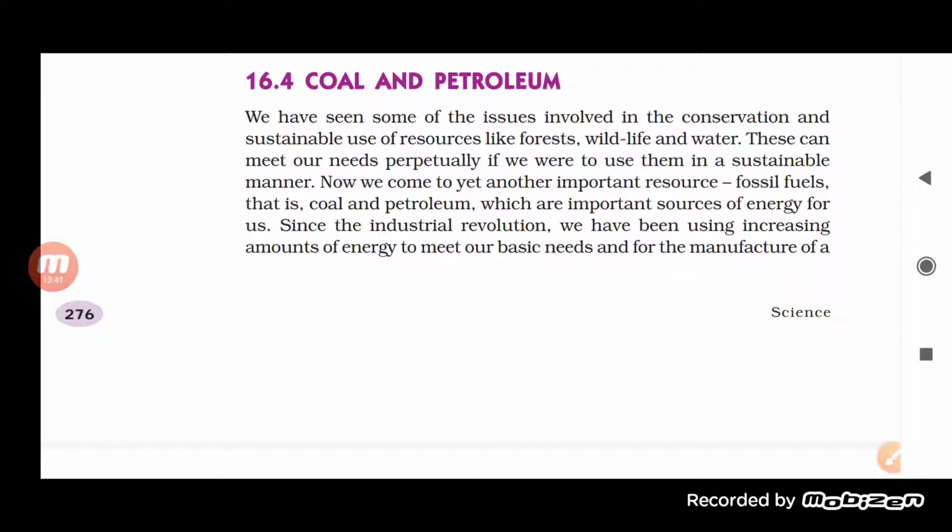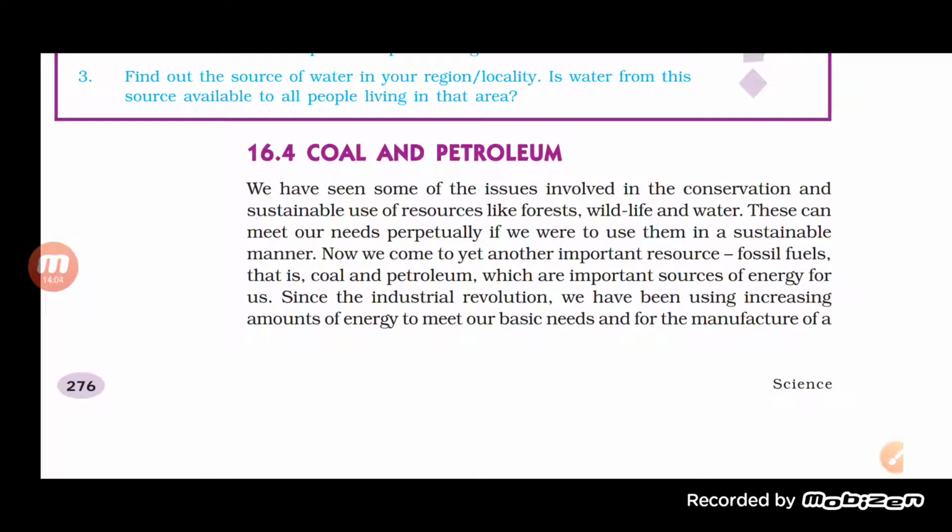So see here, it is written that we have seen some of the issues involved in the conservation and sustainable use of resources like forest, wildlife and water. These can meet our needs if we use them in a sustainable manner.